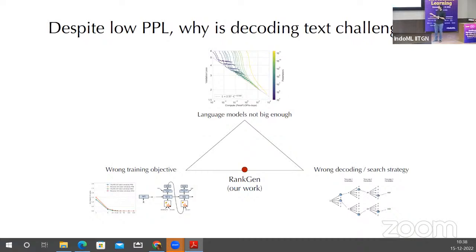Another more interesting reason is that we're using the wrong training objective. Maybe predicting the next word, although it has quite impressive capabilities when scaled up, is still not the best way to generate text, and maybe we need some other objectives that can be less prone to these kinds of problems. The third thing is that we have the wrong decoding strategy. We still haven't found the best way to generate text from a trained language model. Our work falls in the middle of these two and does not touch on just blind scaling the language models. You can probably tell how I feel about that.